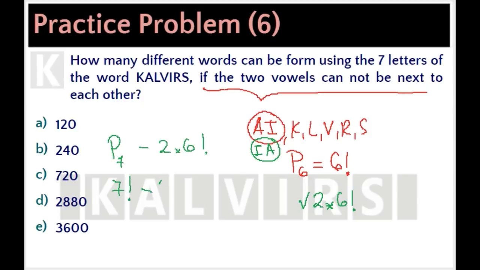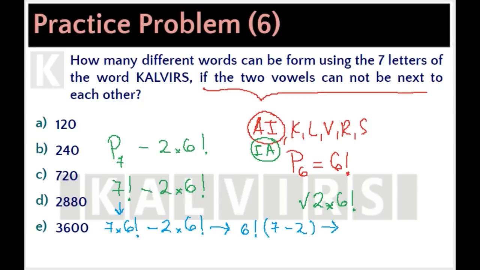This is 7 factorial minus 2 times 6 factorial, and this one can be written as 7 times 6 factorial. And we can do this: 6 factorial times 7 minus 2. Finally, we get 6 factorial times 5. 6 factorial equals 720 times 5. And finally, this one equals 3,600. Choice E is correct.